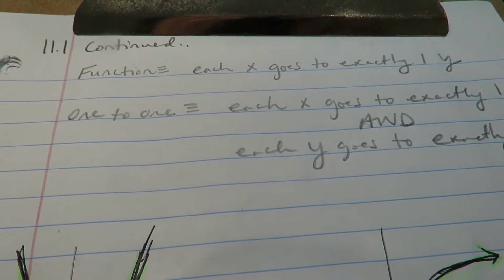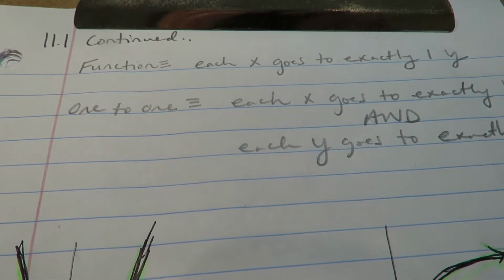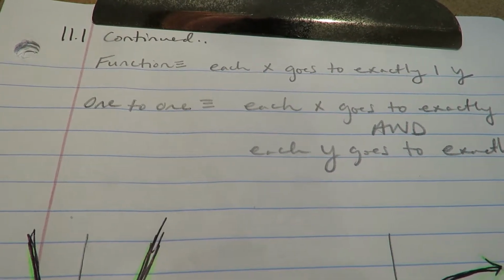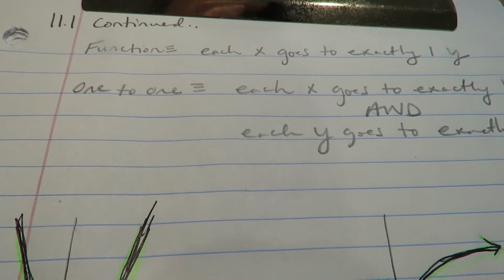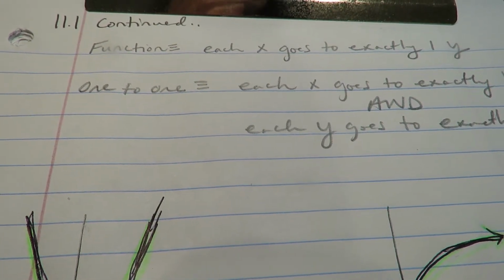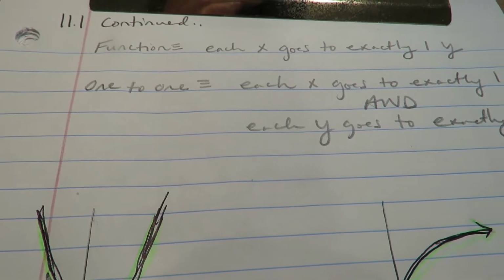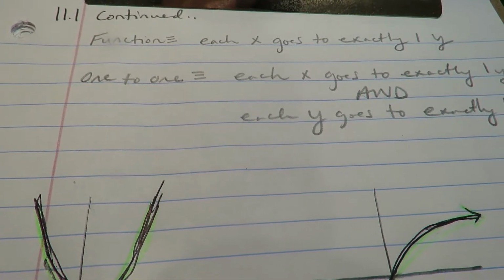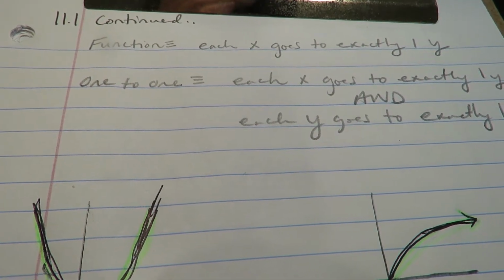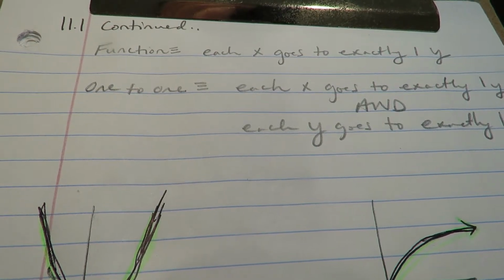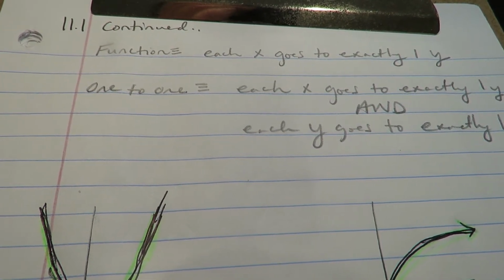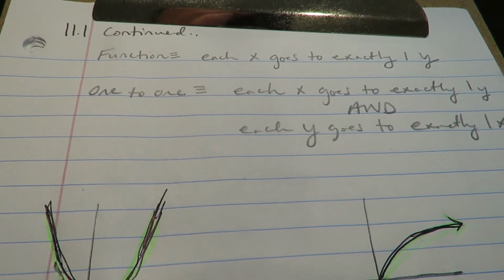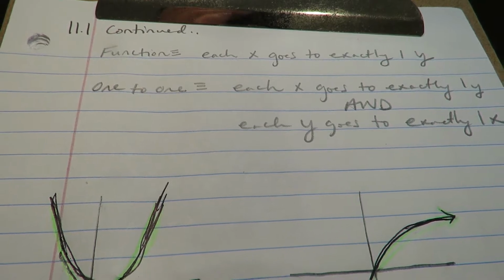Okay, gang, I'm going to pick up with 11.1. This part is on inverses. Now, an inverse is an opposite, right? So think about if I wrap a present, the inverse would be to unwrap it. An inverse is like an opposite. If I add 5, the inverse would be to subtract 5. If I divide by 7, the inverse would be to multiply by 7.